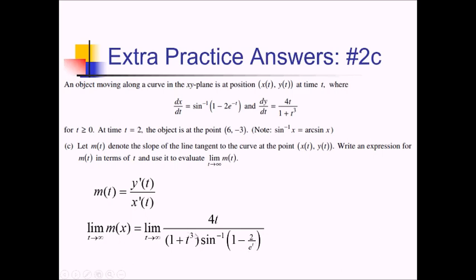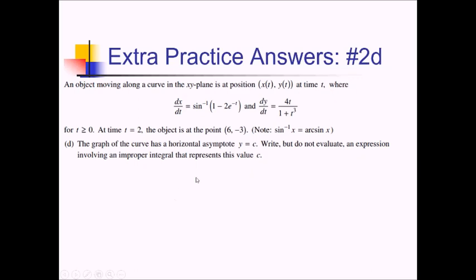So I just have t cubed times sine inverse of 1. And really what it comes down to here is this is a bottom-heavy function overall if t is growing to infinity because t cubed is way faster than t. So this whole thing is just going to go to 0 when all is said and done.